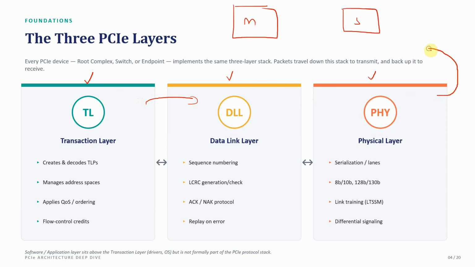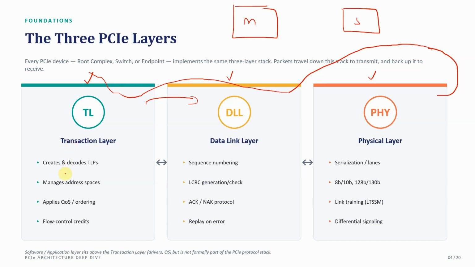receive the data packets, and again it is going to give them back to the data link layer, and next from the transaction layer it is going to give them to the software or the OS. So this is how the basic data flow is going to happen. So basically every PCIe device, root complex, switch or endpoint, it may be anything. It might be a root complex, or a switch, or an endpoint. These are going to implement the same three layer stack, and the packets are going to travel down the stack to transmit and back up it. Okay, so this is the process which we are going to have.